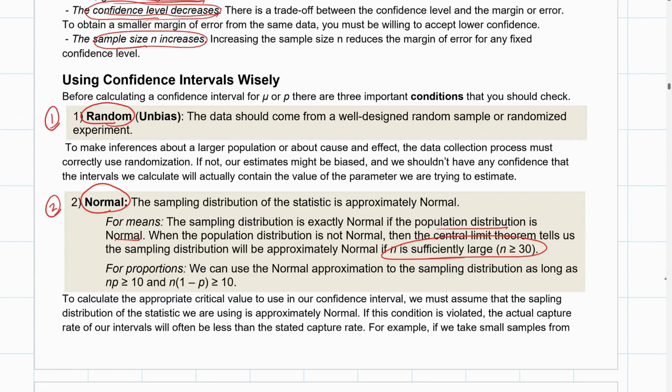Remember that we achieved normality for the sampling distribution of sample proportions by knowing that we expect at least 10 successes, n times p is greater than or equal to 10, and that we expect at least 10 failures, n times 1 minus p is greater than or equal to 10.